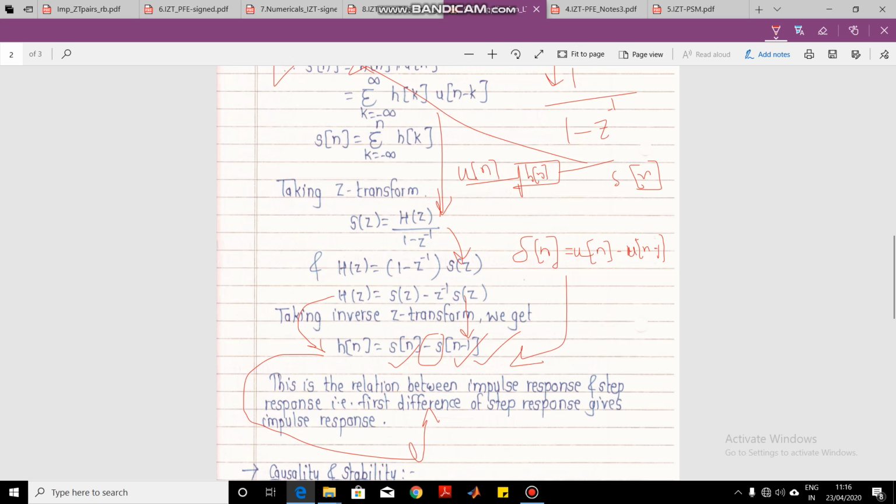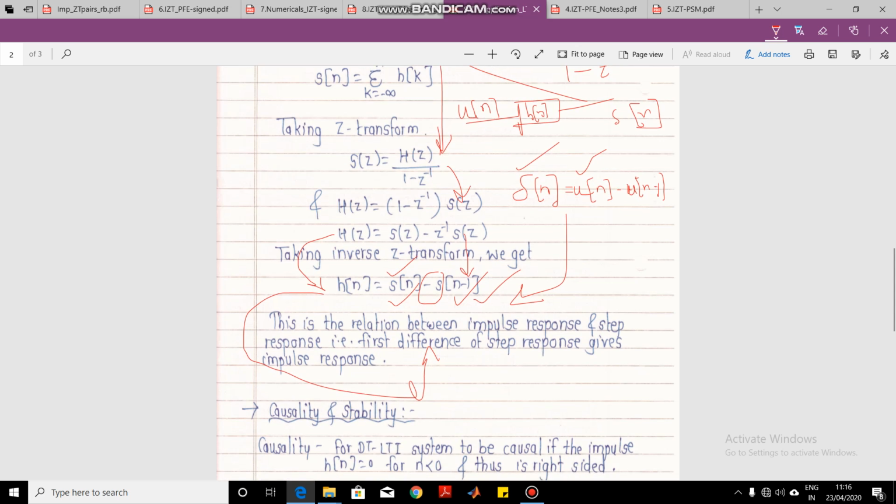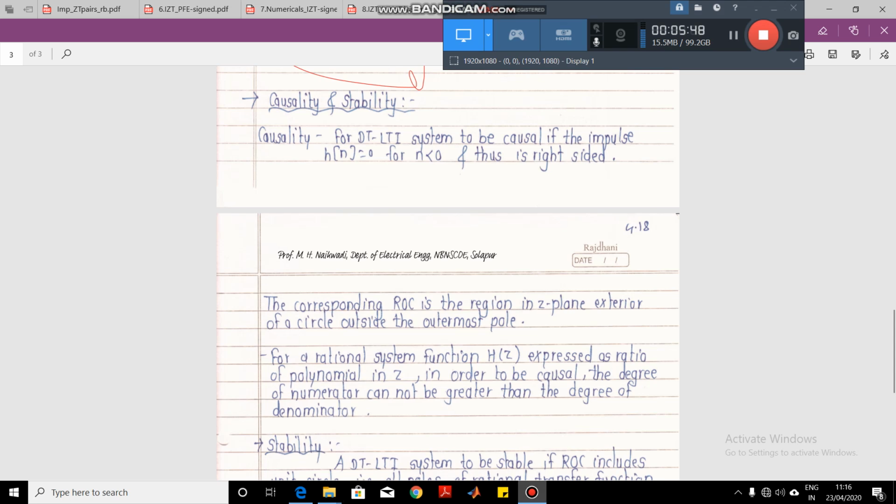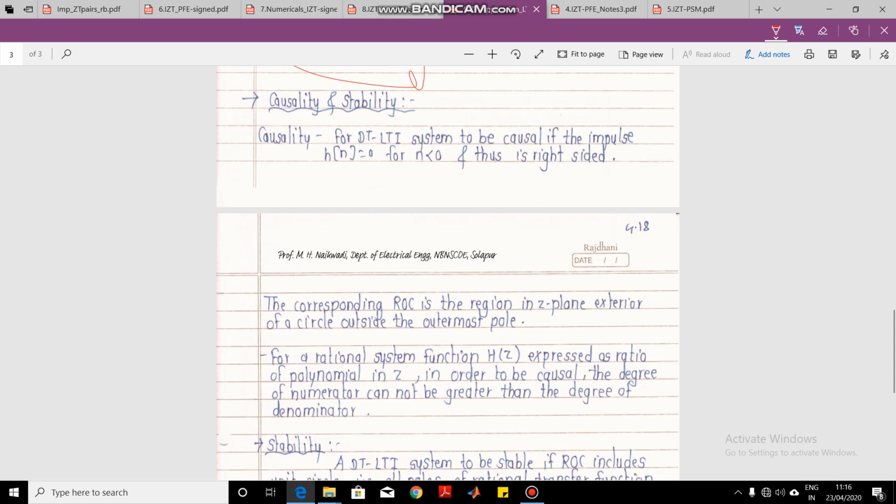Here h of n is the impulse response, del of n is the impulse signal, u of n is the step signal, and s of n is the step response. So this is how you have to remember it. Now, discussing causality and stability, this is a very important thing. Causality and stability are very important properties of any system.